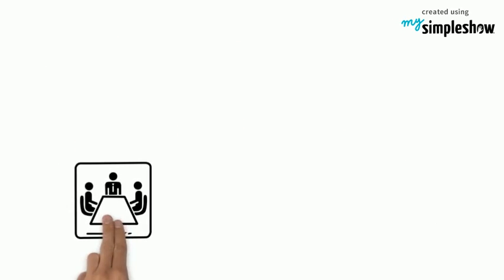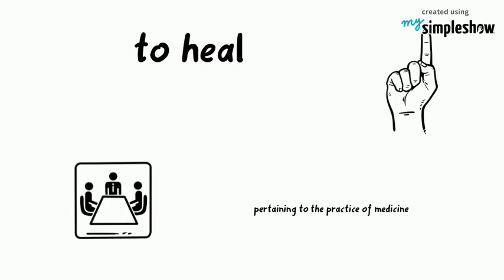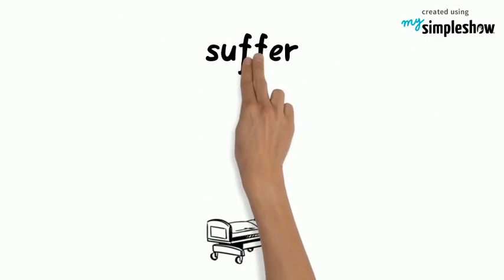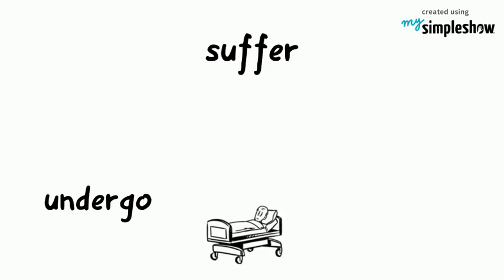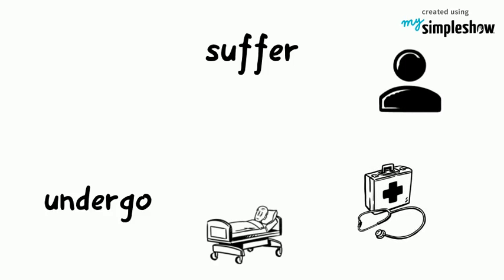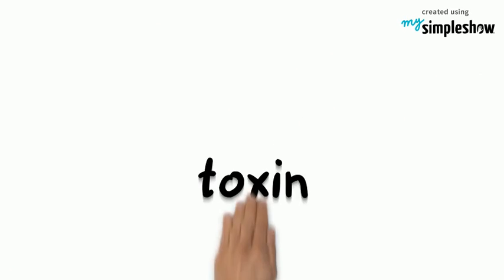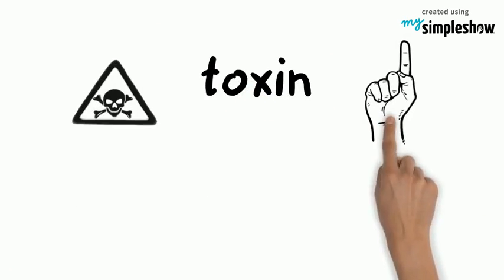We will now discuss some examples of such terms. Medical comes from a Latin term meaning to heal. It means pertaining to the practice of medicine. The term patient, an Old English term meaning to suffer or undergo. The term refers to a person who is under medical or surgical treatment. The term toxin is a Greek word meaning poison.